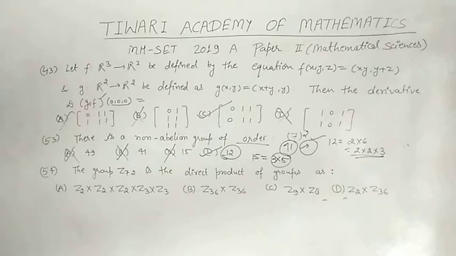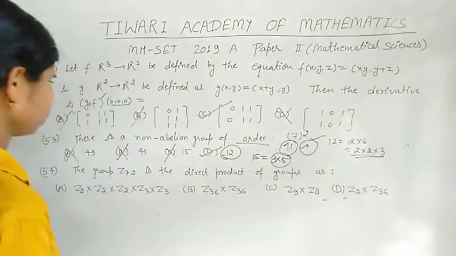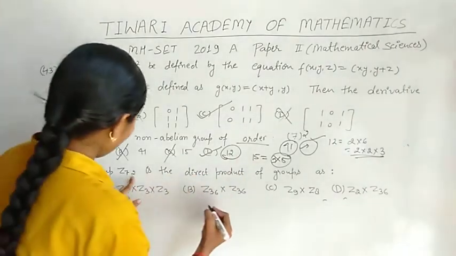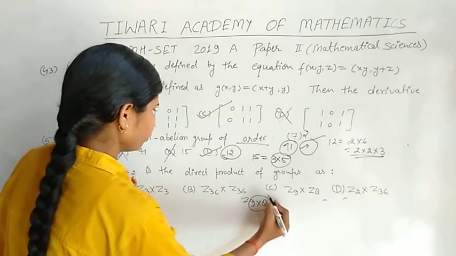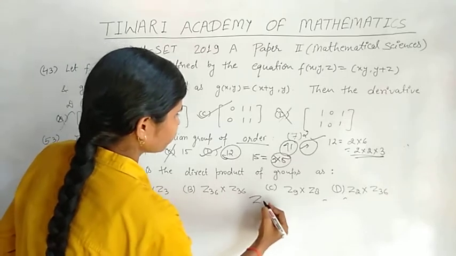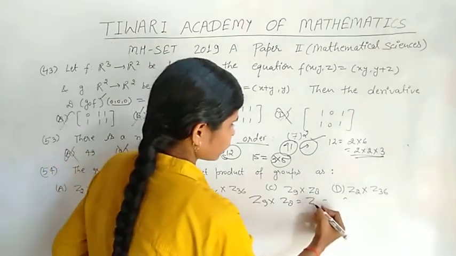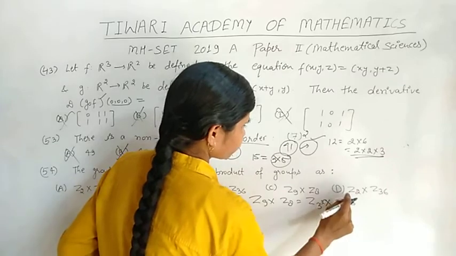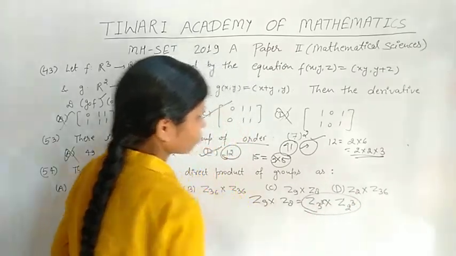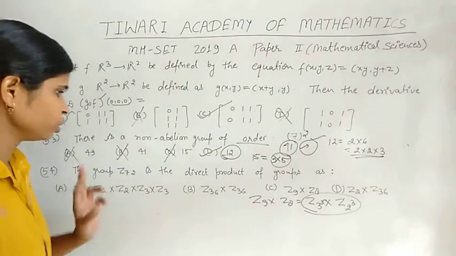Next, question number 54. The group Z72 is the direct product of the groups as: 72 breaks into Z9 into Z8, which is Z3 raised to power 2 into Z2 raised to power 3. This is our required direct product of group Z72.